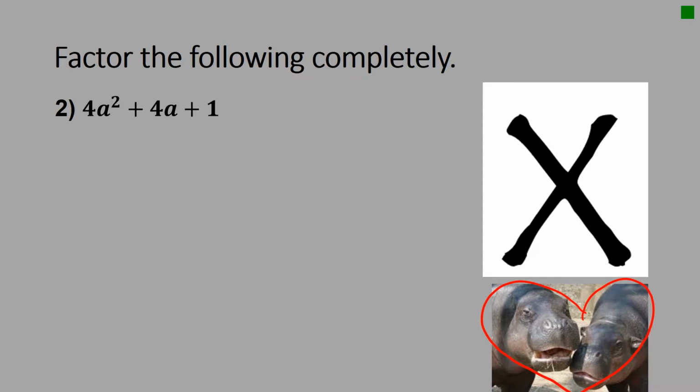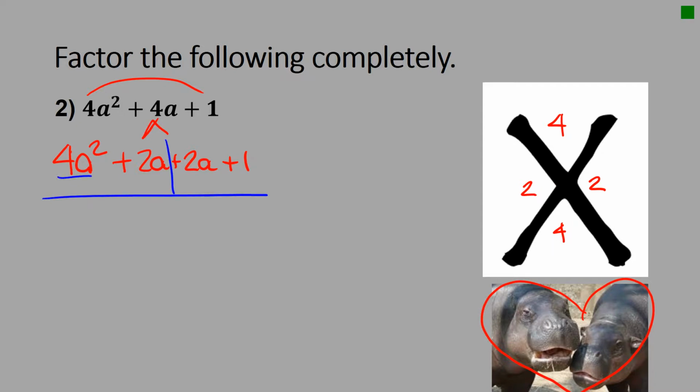All right. We're going to take 4 times 1. There is no GCF. So 4 times 1, we're looking for 4. Our only choice is really 2 and 2, and that's the right one. Look at 2 hippos, 2 loves. 4a squared. We're going to replace this 4a with 2a plus 2a, and then we have a plus 1.